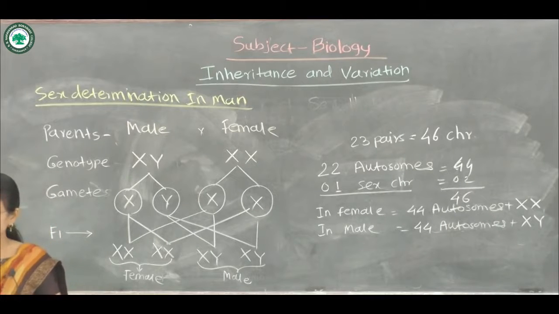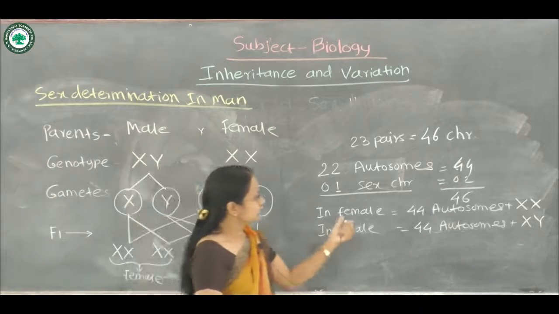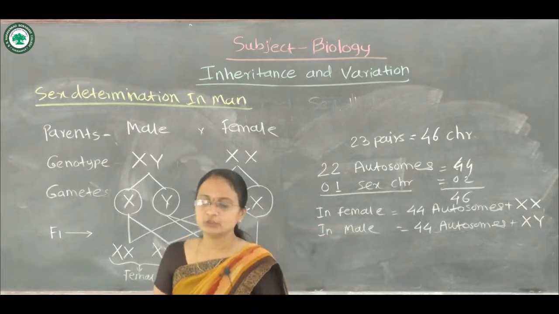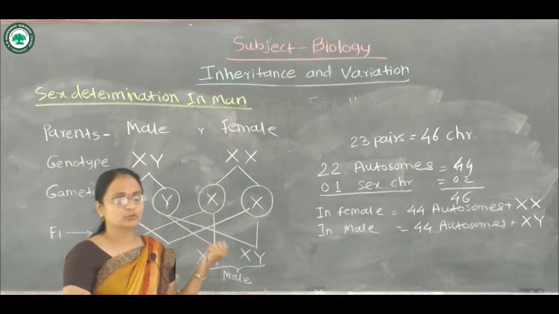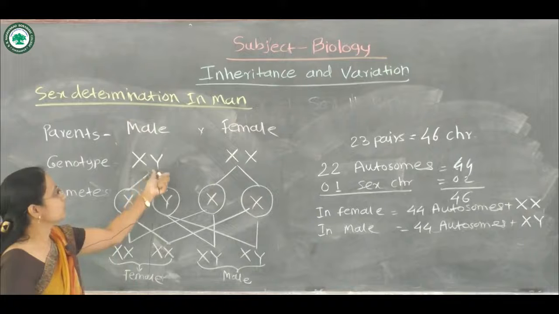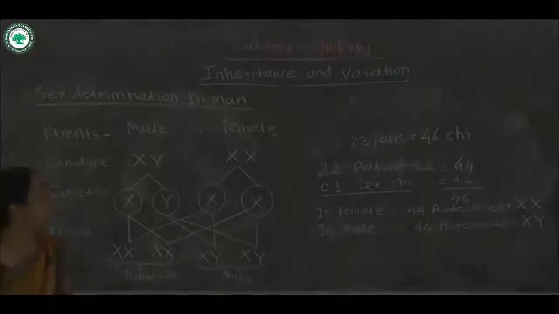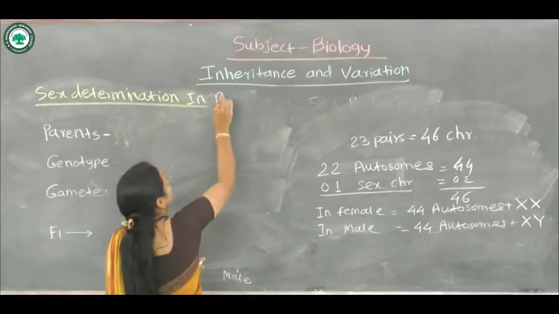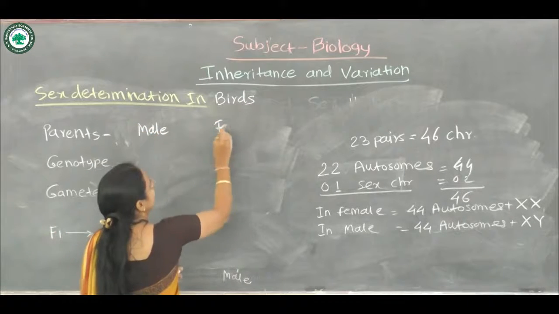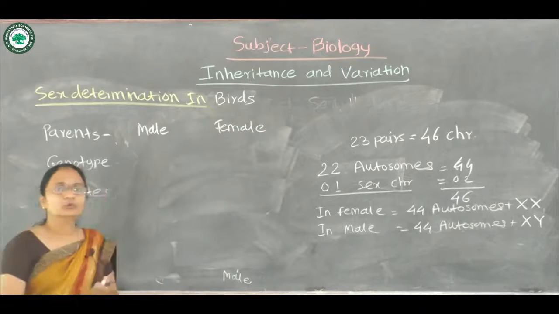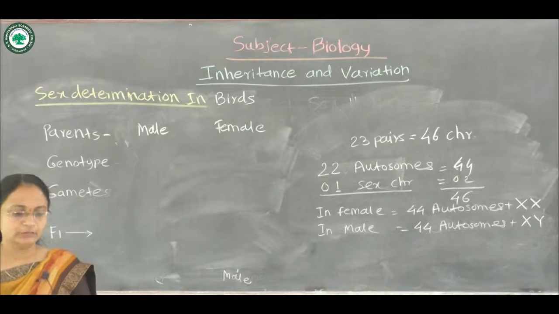Now come towards the sex determination in the birds, but before that, the female in the case of the human being is homozygous, means they are having the same chromosome, and male is heterozygous because having two different chromosomes. This condition will be reversed in the birds. Let's take the sex determination in the birds. Suppose male parent and the female parent. You have to write the genotype of the male as well as the female.